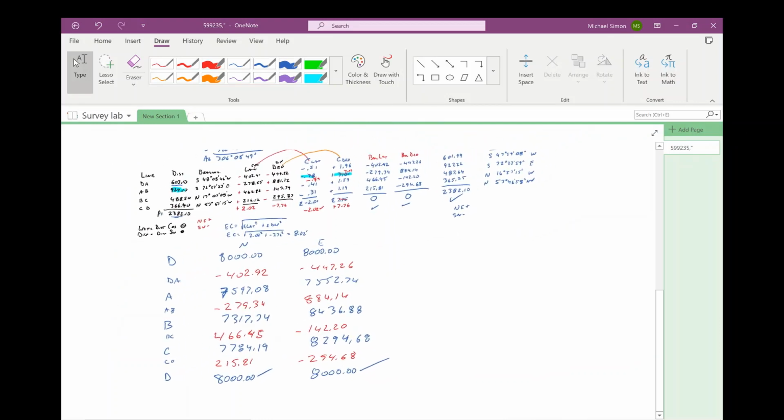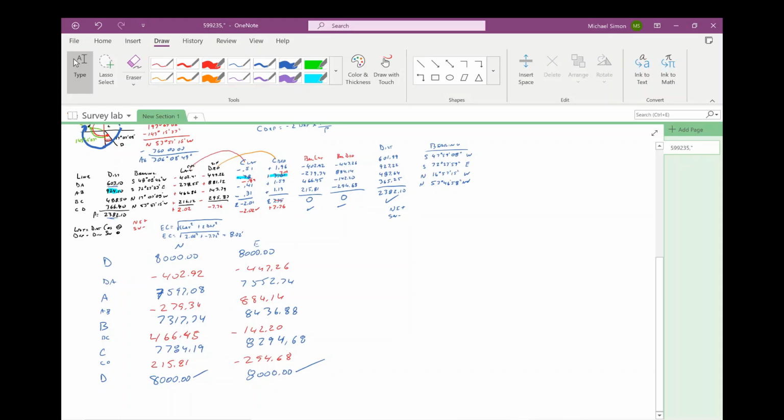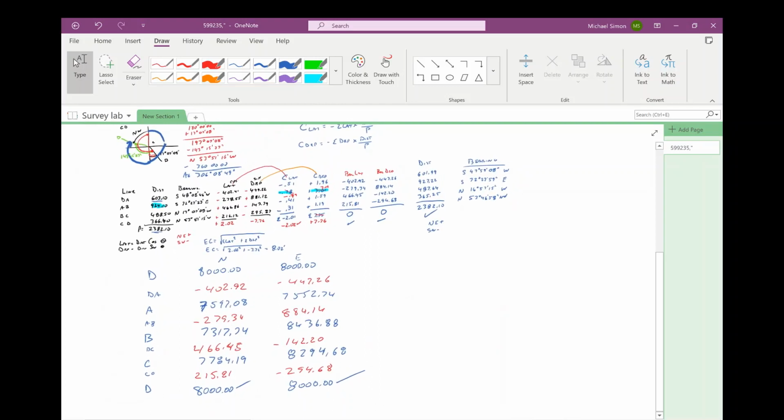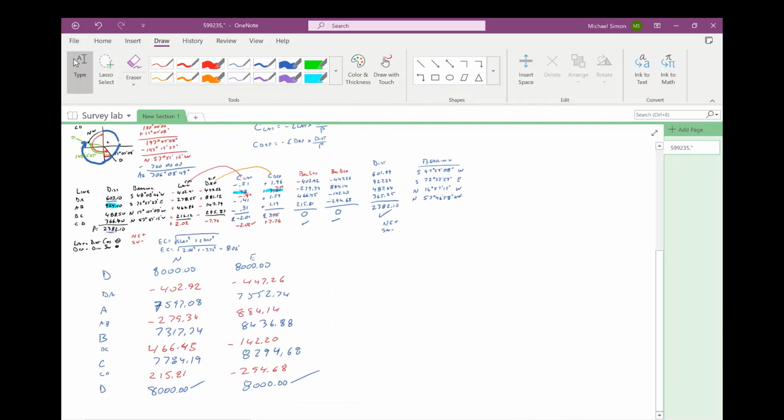Okay. That is your compass rule with northings and eastings. If you have any questions, shoot me an email. If not, please review this. If you have any questions, like I said, email me, but everything's in here that you need to know. Just have to make sure you can go through the steps piece by piece.